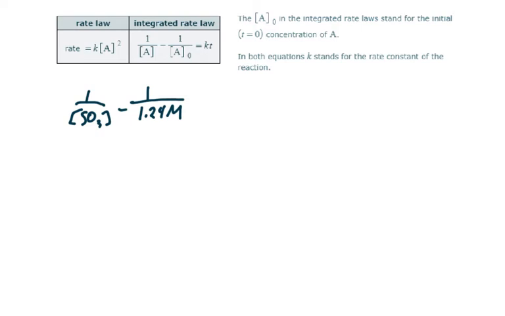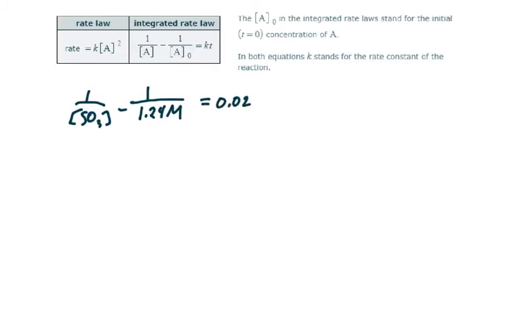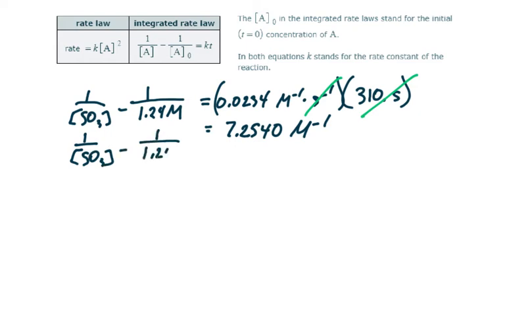Okay, so 1.24 molar, and that's going to be equal to K, which was given as 0.0234 units, molar to the minus 1 times seconds to the minus 1, times time, and time was 310 seconds. The units of second cancels, and we end up with here 7.254, and we have 1 over the concentration of this, whatever it is, minus 1 over 1.24 molar.